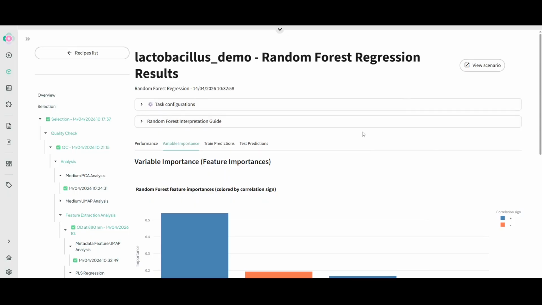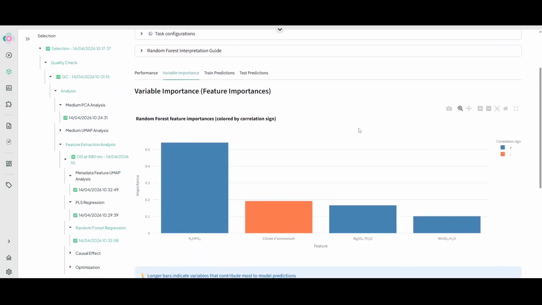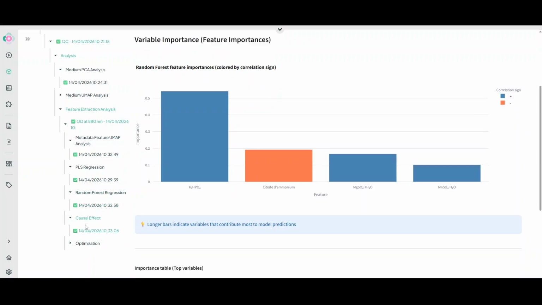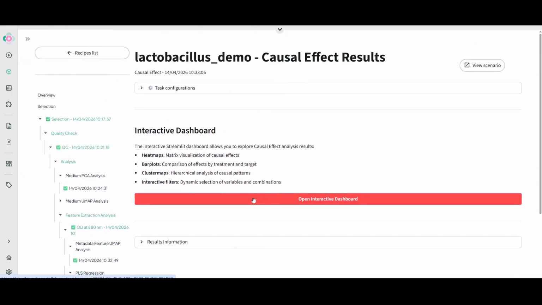We run the same analysis with random forest regression. The feature importance plot confirms the sense of each effect, positive for everyone except for citrate. The causal effect analysis goes further than PLS and random forest. Instead of measuring statistical association, it estimates the conditional average treatment effect for each variable. What happens to the outcome if you intervene on that variable alone, holding everything else fixed?